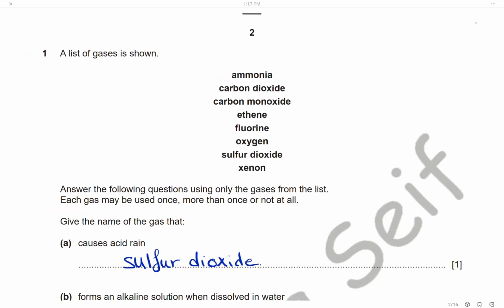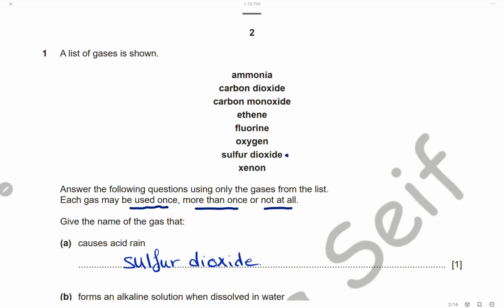Let's start. Question 1. A list of gases is shown. Answer the following question using the gases from the list. You can use each gas once, more than once, or not use it at all. First one, mention the name of the gas that causes acid rain.